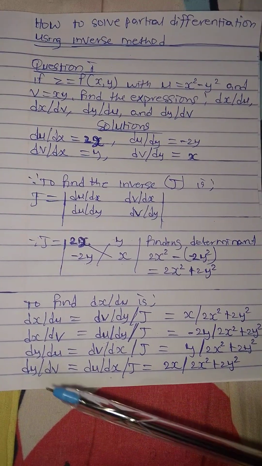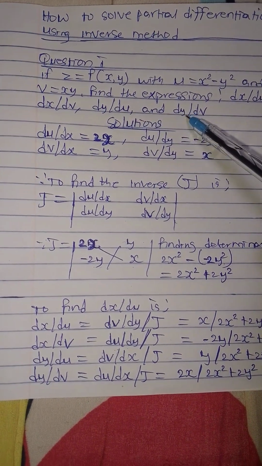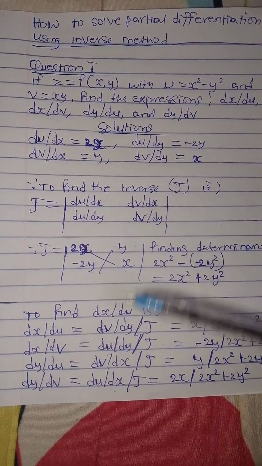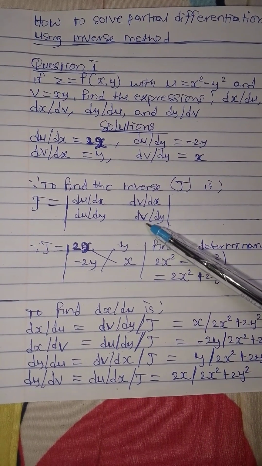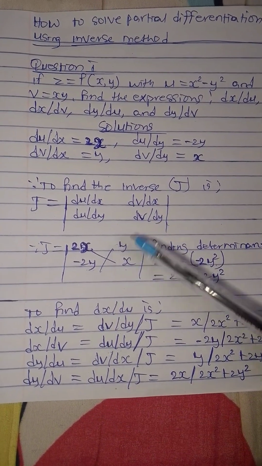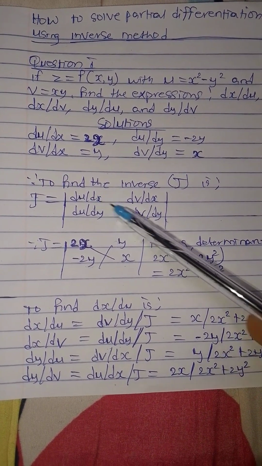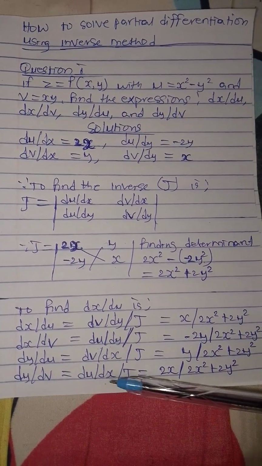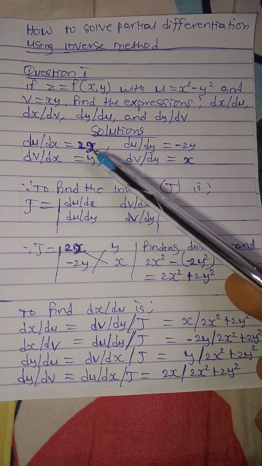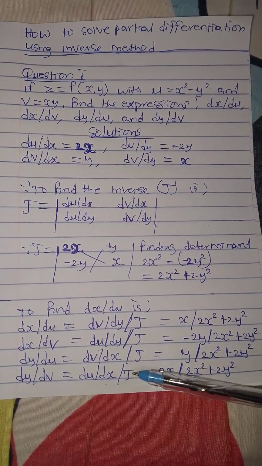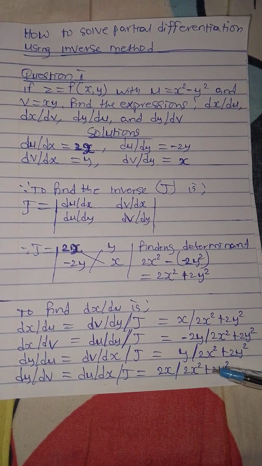What's next? The last one, dy over dv. So dy over dv is the inverse of dv over dy, and it takes du over dx, so that becomes du over dx over J. My du over dx is equal to 2x, so that becomes 2x over J. The value for J is 2x squared plus 2y squared.